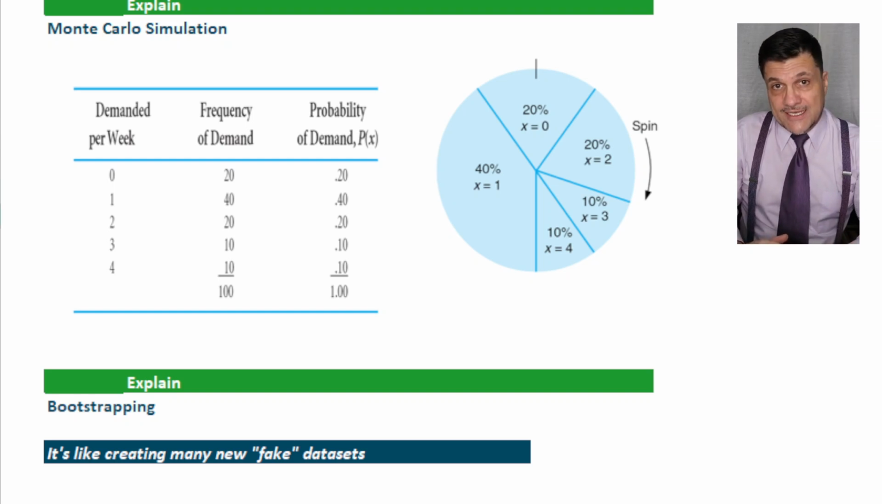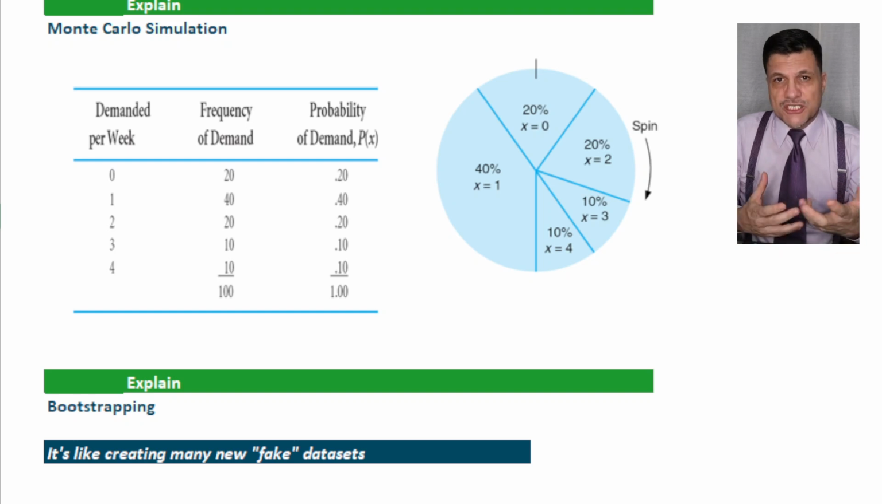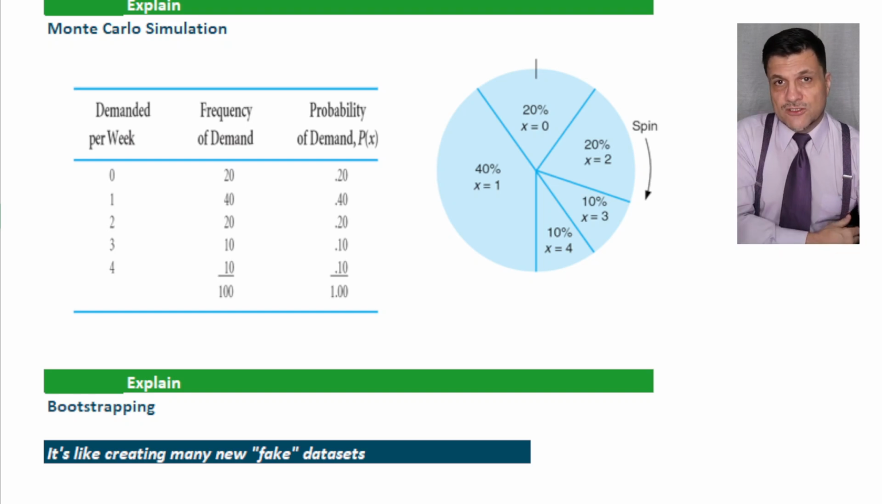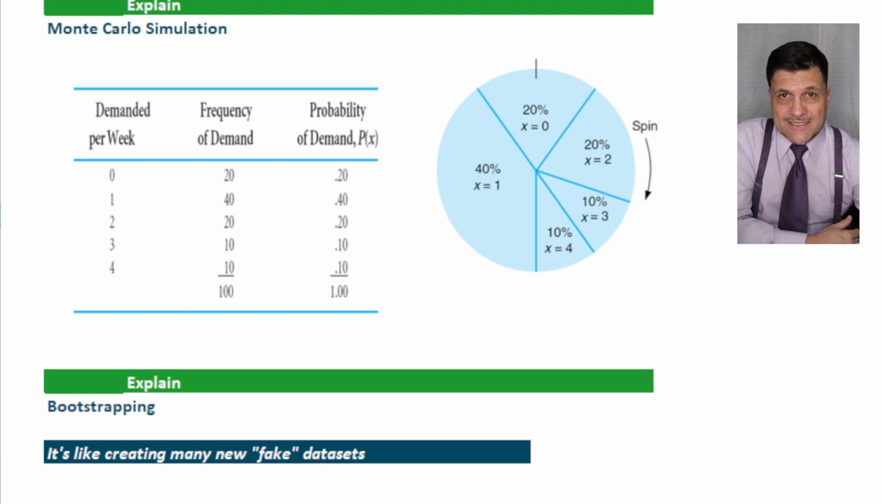On the other hand, it creates several different possibilities, so you can see a bigger picture, and it also does not rely on normality of the population, normal distribution, probability distributions. The Monte Carlo simulation can be used for any type of population.